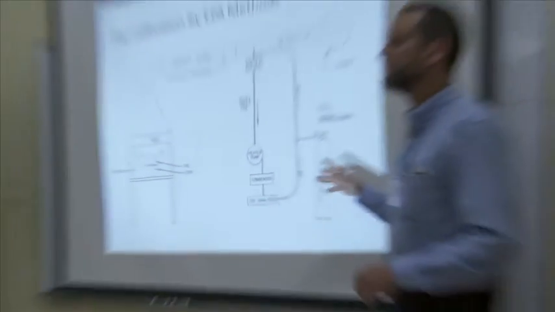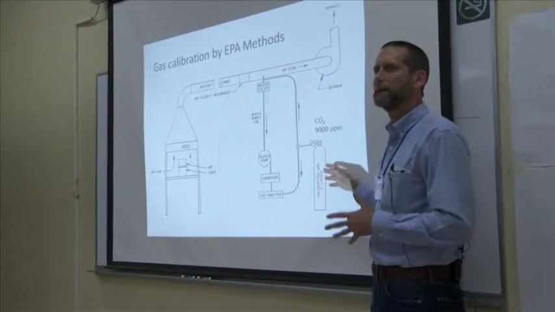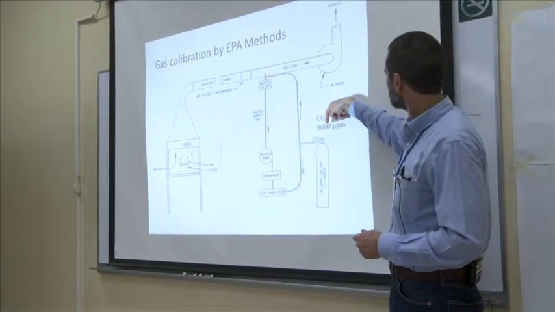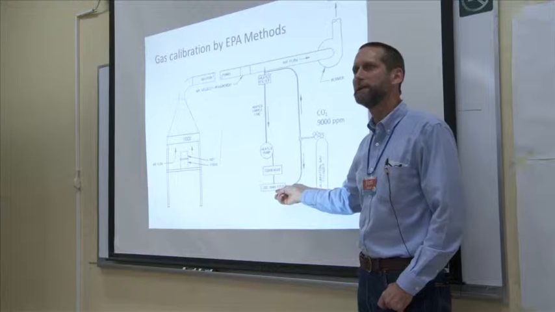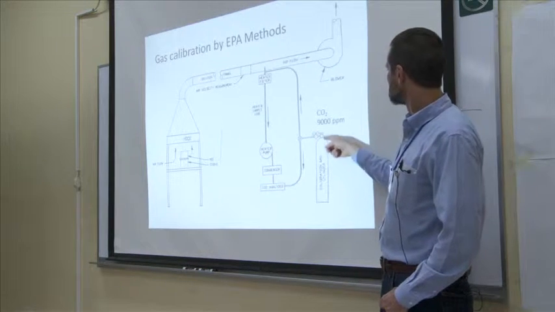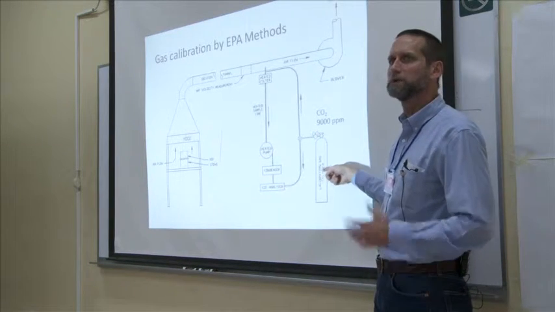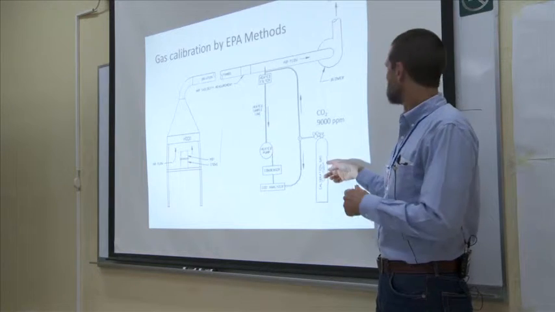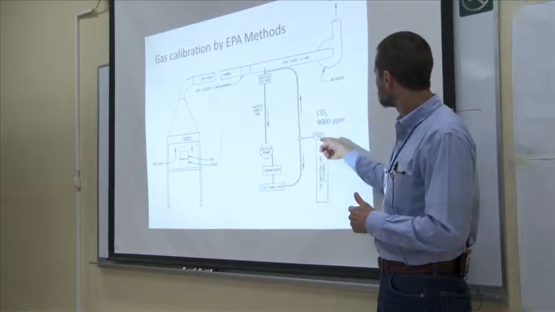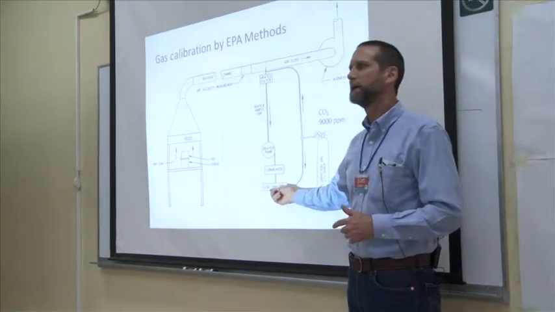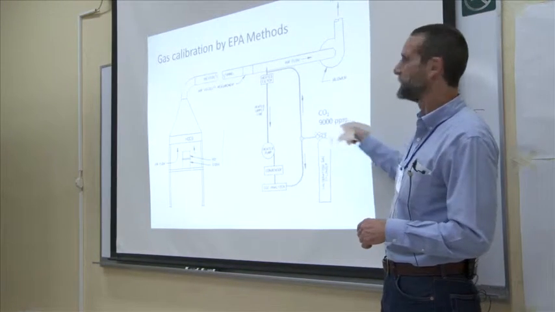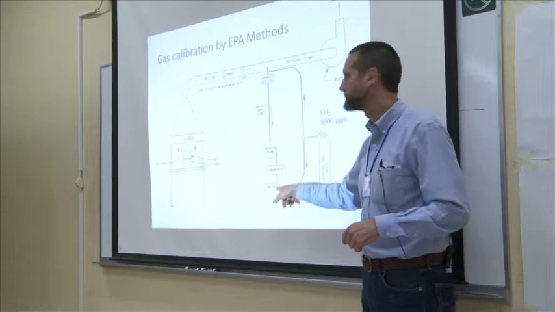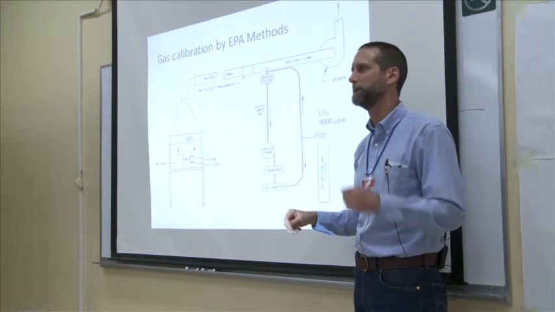So the EPA methods for calibrating gas analyzers require us to first do a direct injection. That means we shoot this, also called span gas or cal gas, directly to the analyzer, and then we check that if this is 9,000 ppm cal gas, then the analyzer should be reading 9,000 ppm, right?